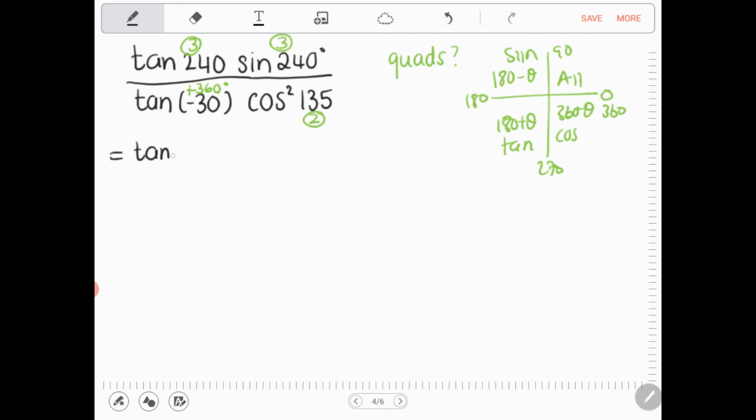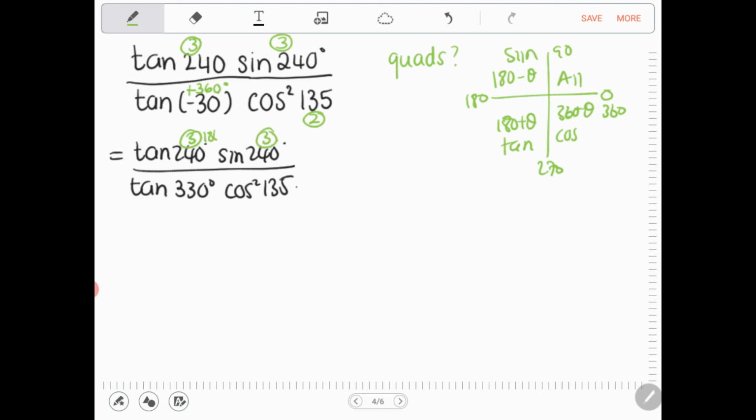So tan 240, sine 240. This is going to be tan of 330. Now I can see which quadrant it's in. 360 plus 30 gives me 330. So now I can see that this one is in the fourth quadrant. And remember, quadrant 3 says 180 plus. This is quadrant 4. Quadrant 4 says 360 minus. And quadrant 2 says 180 minus.